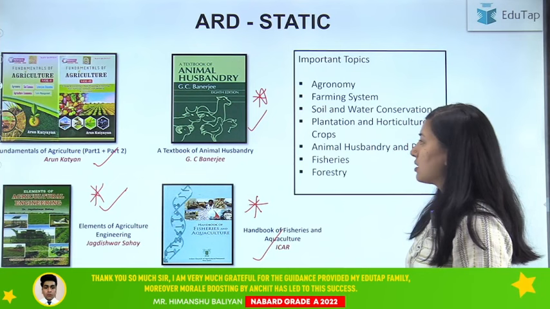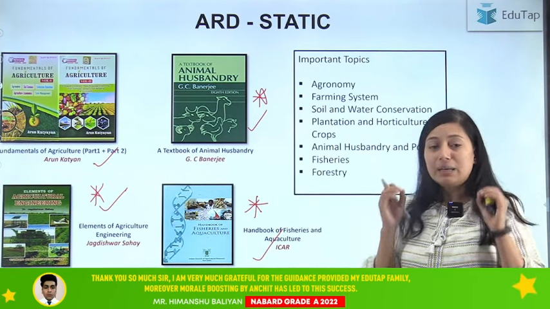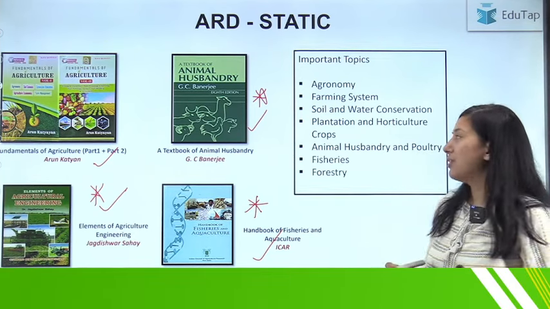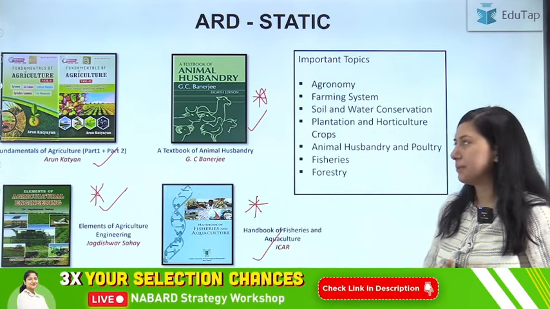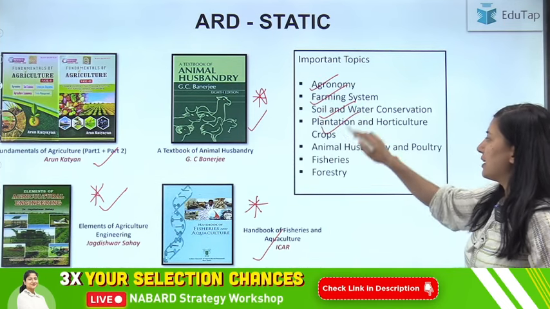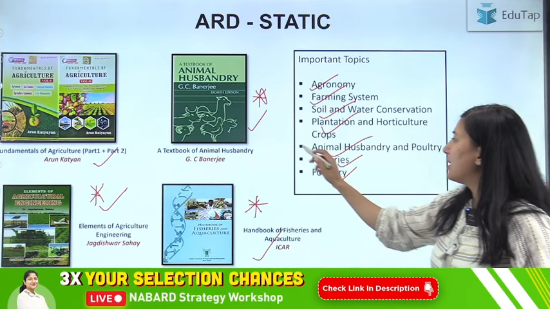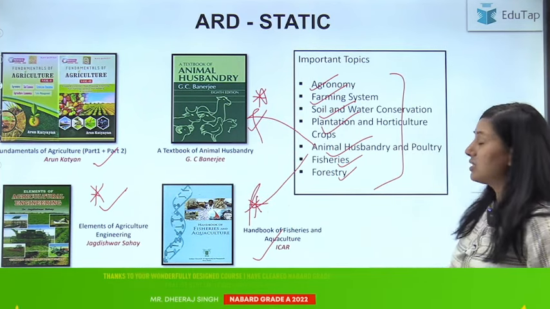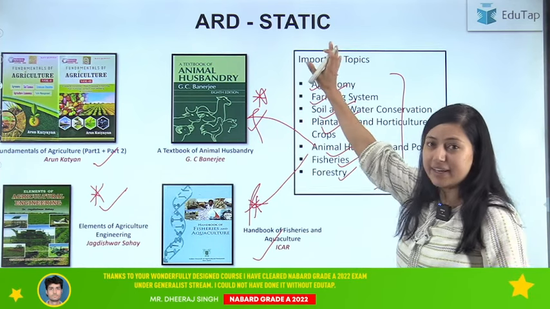Now let me tell you about some important topics, chapters that you should prepare, because ये बहुत important है. A number of questions are asked from these topics and they are very important. Okay, we are again and again saying that these are very important topics because बहुत ज़्यादा questions इनसे पूछे जाते हैं. Now what are they? First is agronomy, farming system, soil and water conservation, plantation and horticulture crop, animal husbandry and poultry, fisheries and forestry. ठीक है, see, for animal husbandry you can refer to this, for fisheries you can refer to this book. ठीक है, so these are the important chapters I would say you must read, you must prepare, ठीक है, for ARD Static.